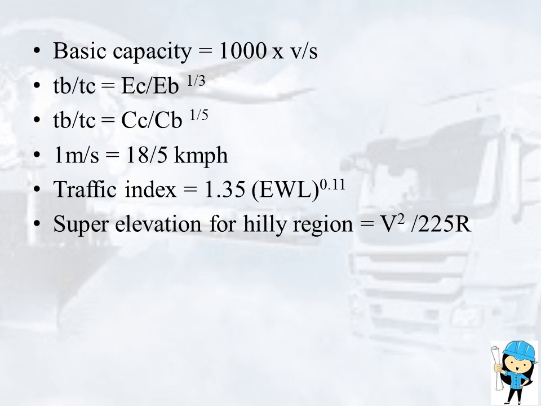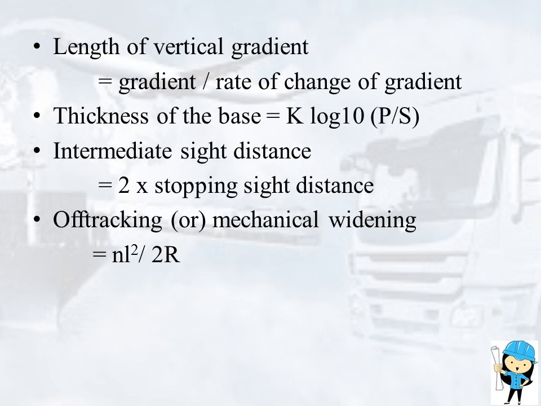The super elevation value, that is the E value for hilly region, is equal to V square divided by 225 R. Length of the vertical curve is equal to gradient divided by rate of change of gradient. Next is thickness of the base. To find thickness of the base, we use the formula K into log 10 into P divided by S. Next, intermediate sight distance is equal to 2 into stopping sight distance.